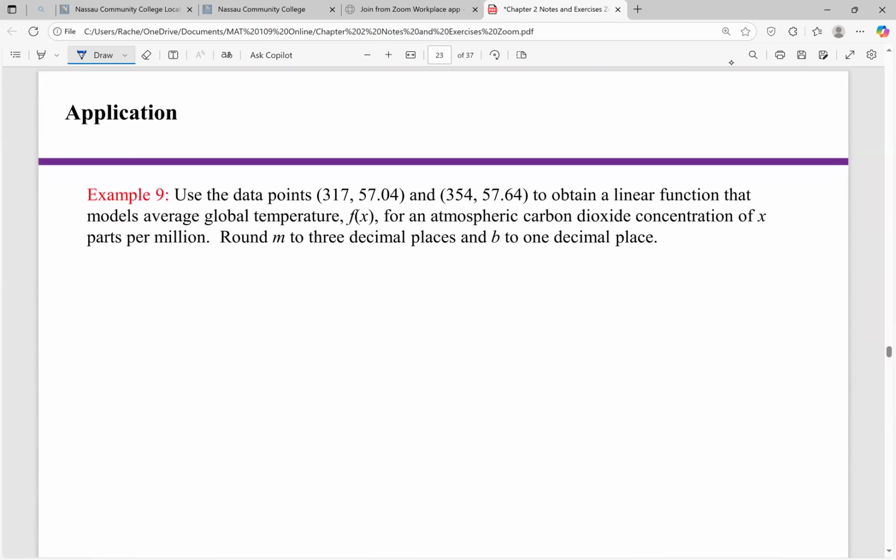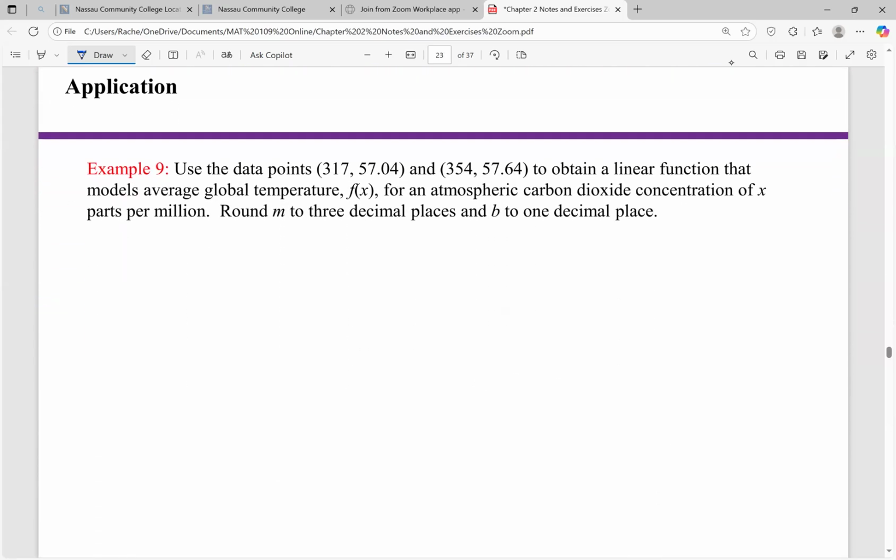So the last thing we're going to do is an application question, really a word problem. We've been practicing all these different concepts, but using points that aren't really in the context of anything. It's kind of just abstract. Let's apply it to something. So look at example 9.